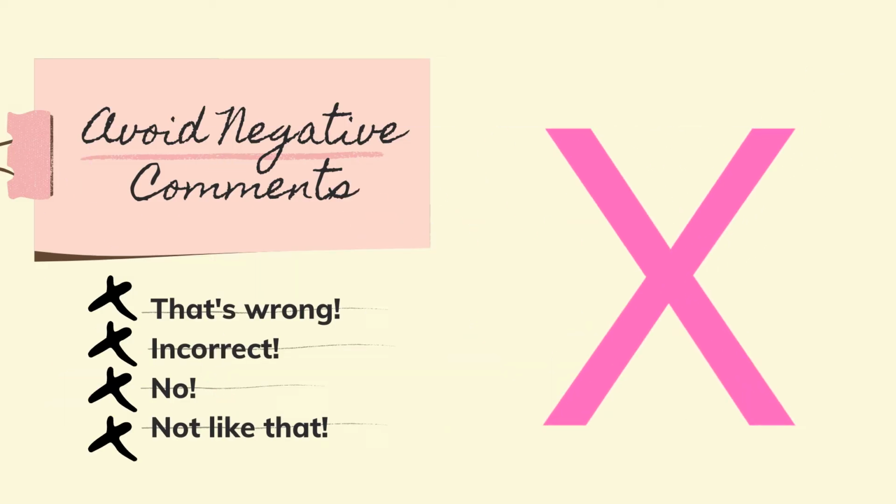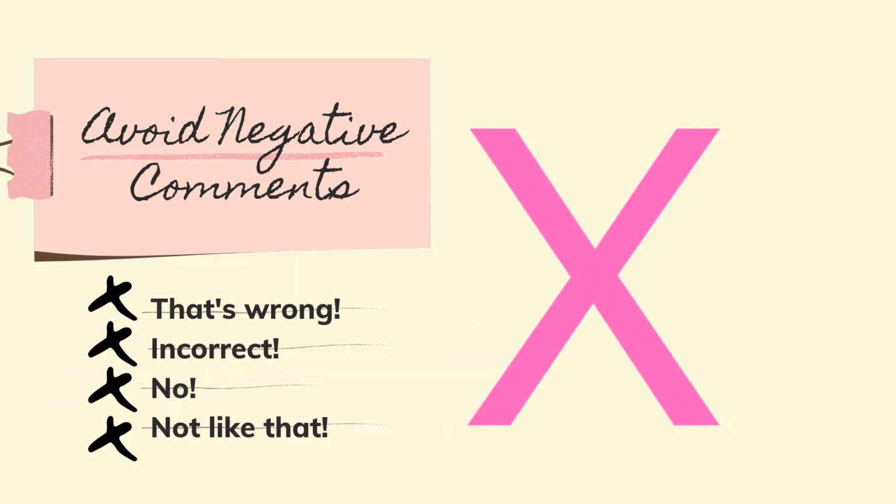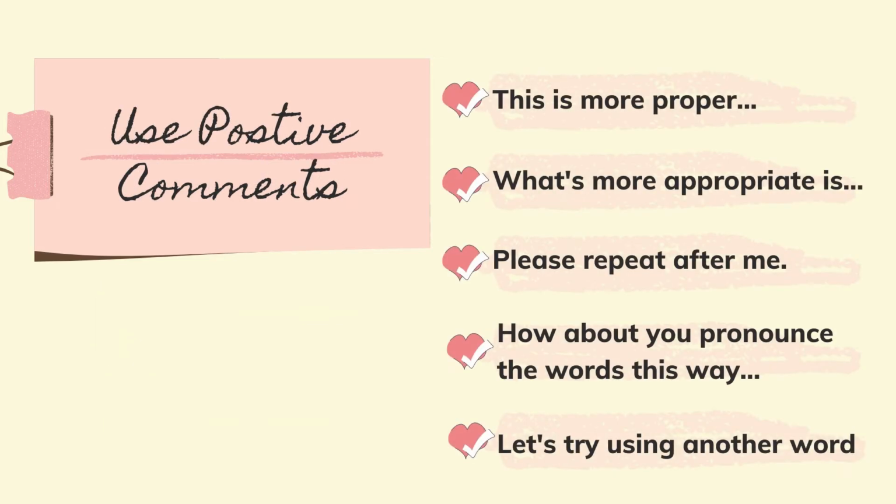Never say, that's wrong, incorrect. No, not like that. That will just be disheartening. Instead, you can say, this is more proper. What's more appropriate is, please repeat after me. How about you pronounce the words this way? Let's try using another word. You are going to redirect them to keep them on the right track.